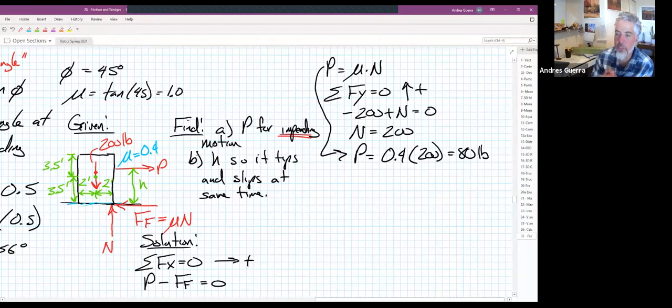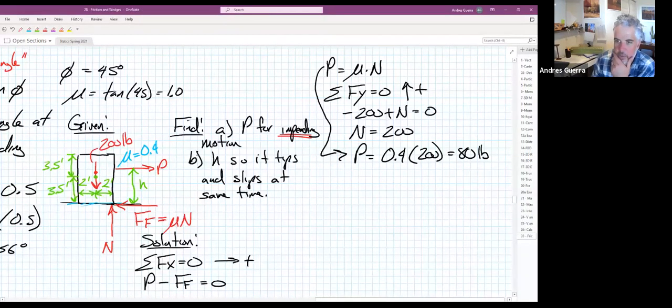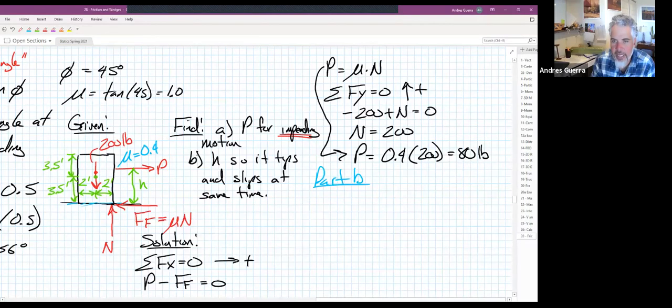So we're using two things, right? We're using our material property, the force of friction is equal to mu times n, and we're also using the equilibrium equations, sum of forces in the x and sum of forces in the y. Now for part B, we need to figure out H so it tips and slips at the same time.